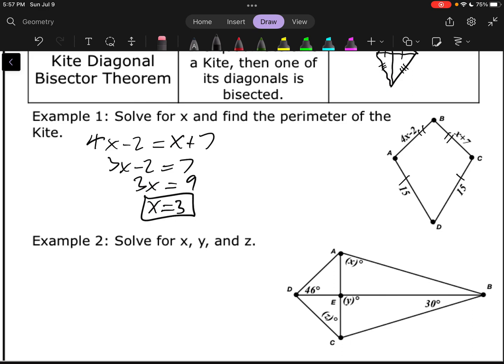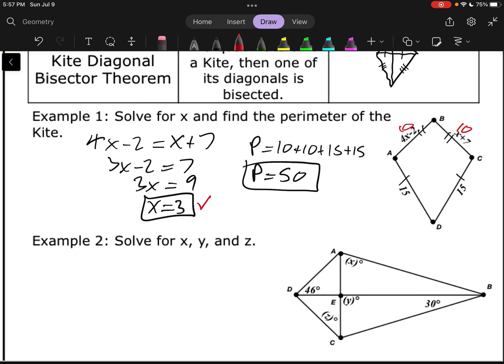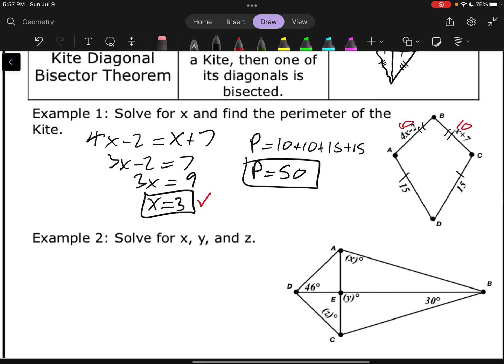Now, if we want to find the perimeter, we have to plug this back in. Let's plug that 3 back in. x plus 7, 3 plus 7 is 10. 4 times 3 is 12, minus 2 is 10. So for our perimeter, we've got a 10, a 10, a 15, and a 15. So our perimeter should be 20 plus 30, so our perimeter is 50. Also, when we plugged back in, our x worked, so we can give ourselves a check for checking our work.